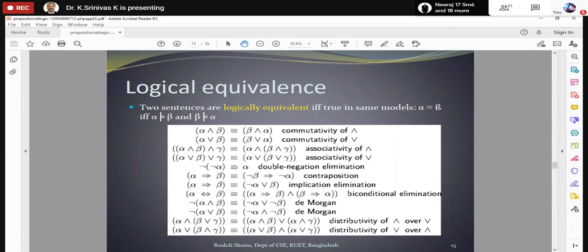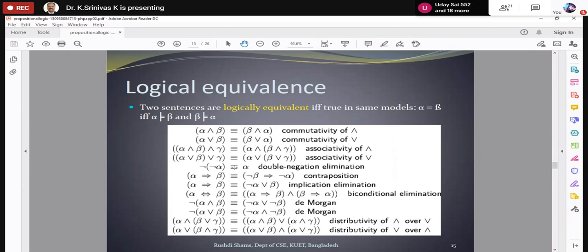Next, alpha bidirectional to beta. So that biconditional also can be eliminated with implication by substituting this formula. Both left and right hand side will be the same.